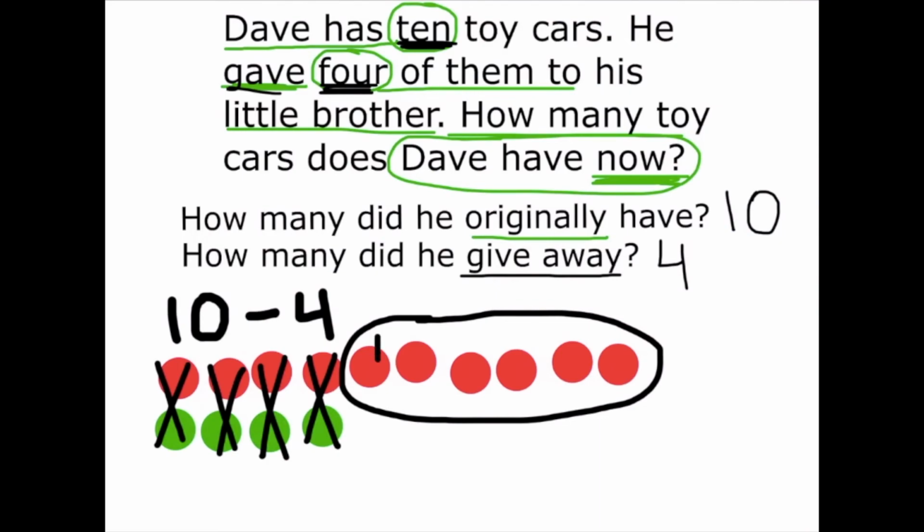So the number of cars that we have remaining is the number of toy cars that he has now, after he gave 4 of them away to his brother. The number of toy cars that he has remaining is 6. So we know that after Dave gave 4 toy cars to his little brother after originally having 10, he now has 6 toy cars because 10 minus 4 is equal to 6.